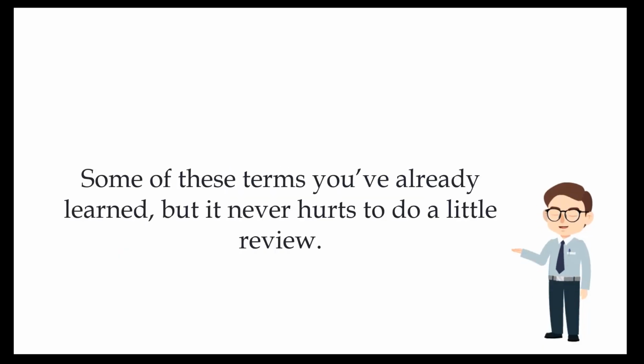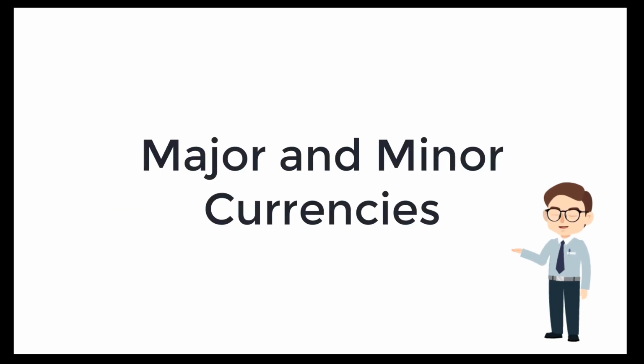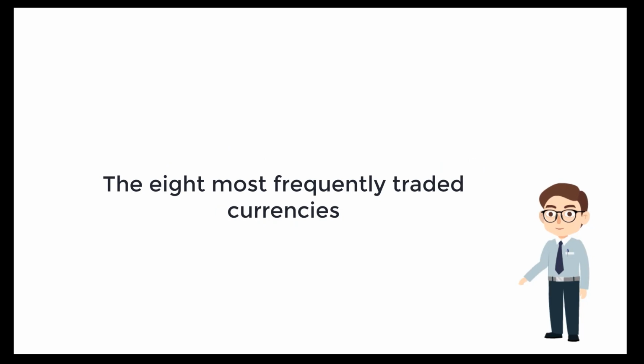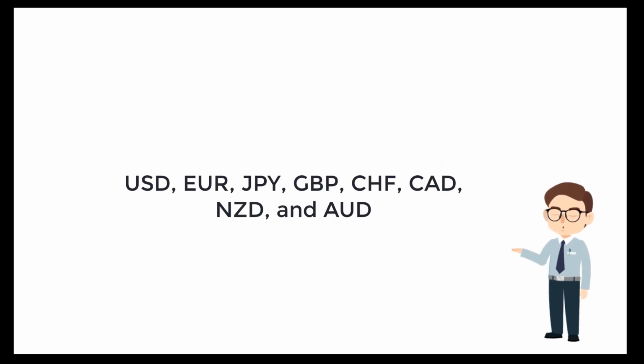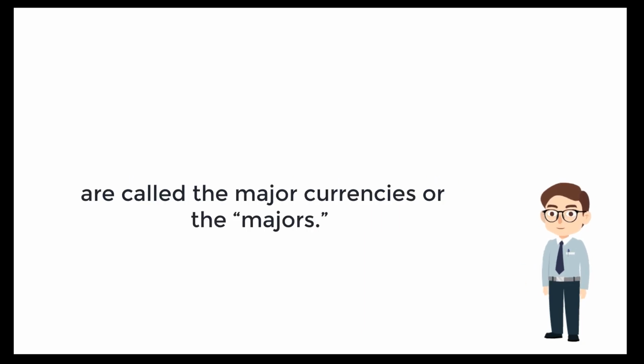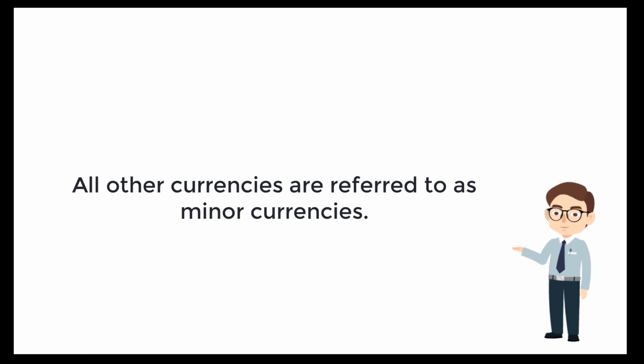Hello dear, some of these terms you've already learned, but it never hurts to do a little review. Major and minor currencies. The 8 most frequently traded currencies: USD, EUR, JPY, GBP, CHF, CAD, NZD, and AUD, are called the major currencies or the majors. All other currencies are referred to as minor currencies.